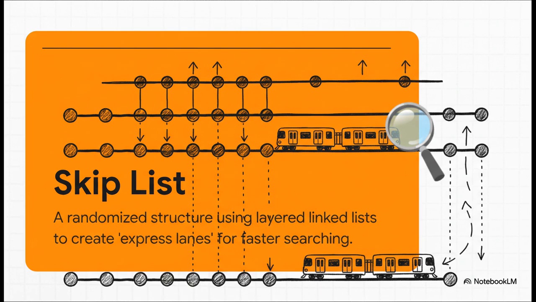It uses randomness to build multiple layers of linked lists on top of each other. The bottom layer connects every single item, but the upper layers act as express lanes, letting you skip over huge sections of the list. It's literally like having local and express subway lines to get across town way, way faster.